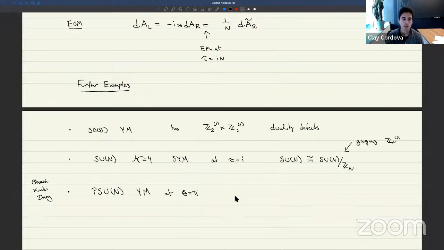So what they showed is that this non-trivial topological field theory that is the most likely candidate for living at this special value of theta for PSU(N) Yang-Mills has the neat property of having this duality defect. So if you like, that's kind of like a symmetry. That's what replaces time reversal symmetry in telling you that the dynamics are non-trivial.